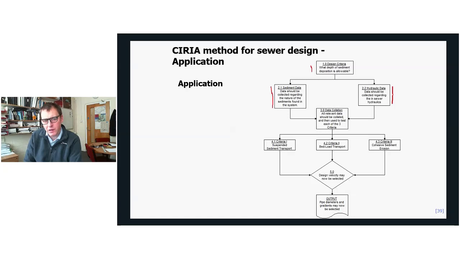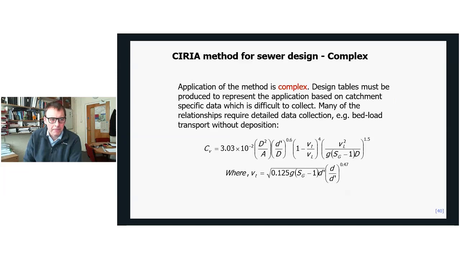That's quite a difficult undertaking, particularly for a system that may not be built yet, and you're trying to estimate the kind of sediments you might have in the system. You've got to review all this data and then look at the 3 criteria. Does it meet the suspended criteria, bed load, and the cohesive sediment erosion? And then based on that, you select a design velocity. So basically, each of these 3 approaches will give you a design velocity, and you pick the highest one for that given pipe. So the application of the method is complex, so I hope you've got that part so far.